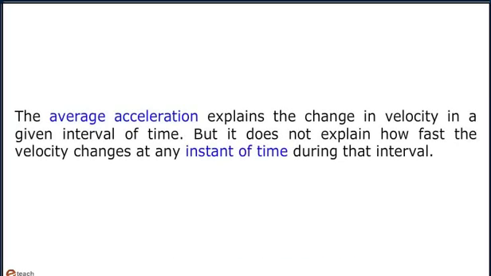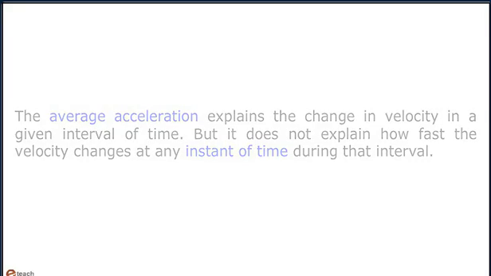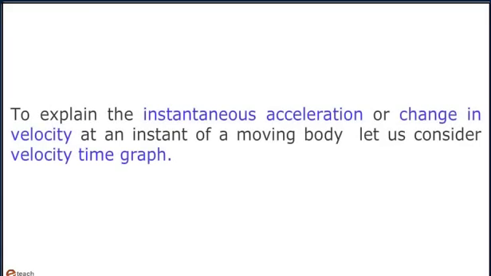The average acceleration explains the change in velocity in the given interval of time, but it does not explain how fast the velocity changes at any instant of time during that interval. To explain the instantaneous acceleration, or change in velocity at an instant for a moving body, let us consider a velocity time graph.